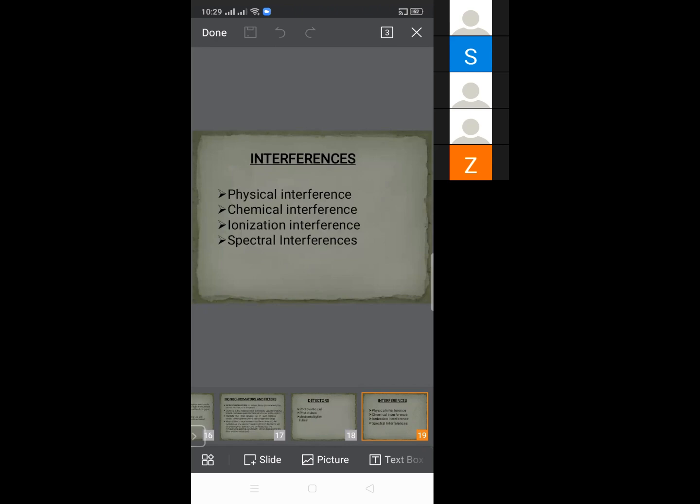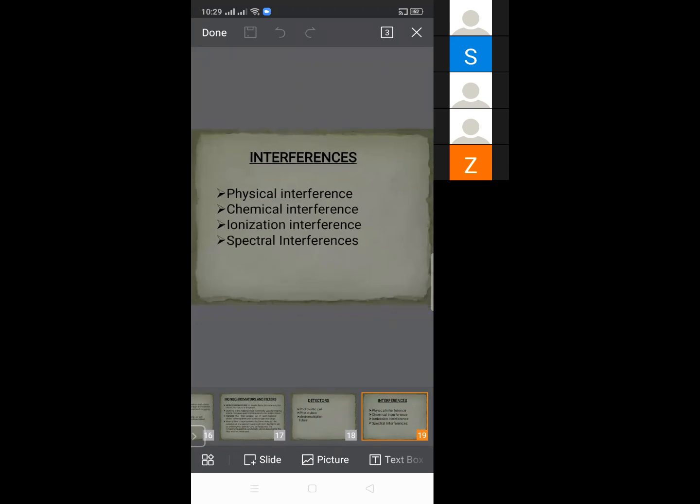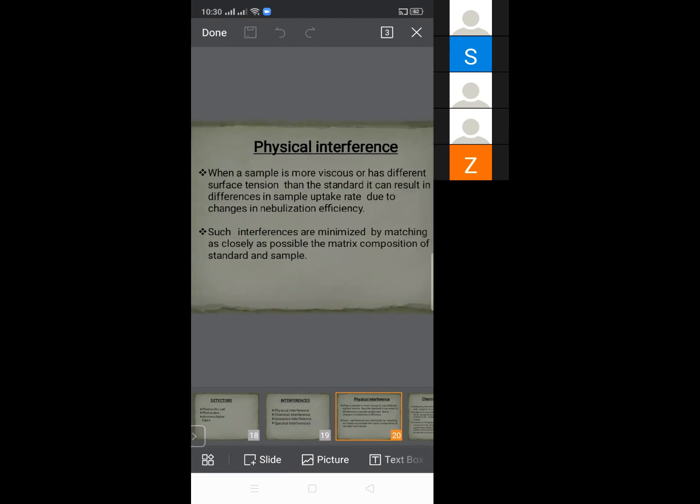Next, the interferences. Four types of interferences are considered in flame emission spectroscopy. What is an interference? Interferences are usually considered a disturbance by which we cannot get the characteristic wavelength or desired spectra of the test element. By this definition, four types of interferences are considered: physical interference, chemical interference, ionization interference, and spectral interference. The first one is physical interference.